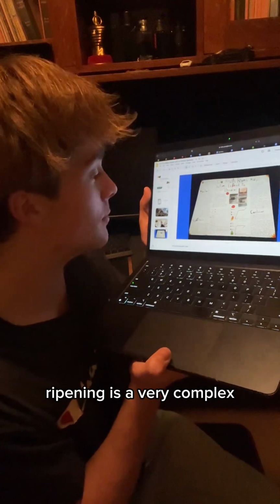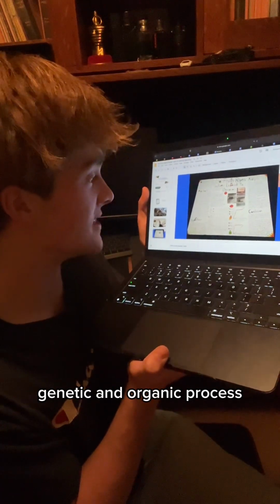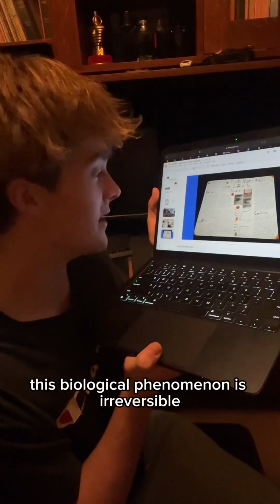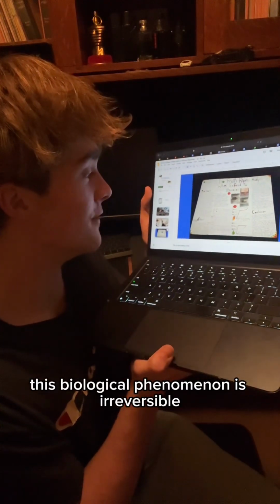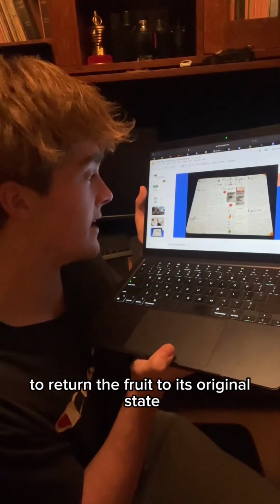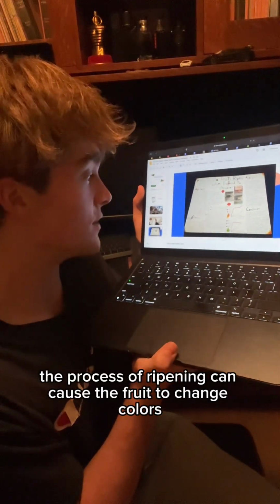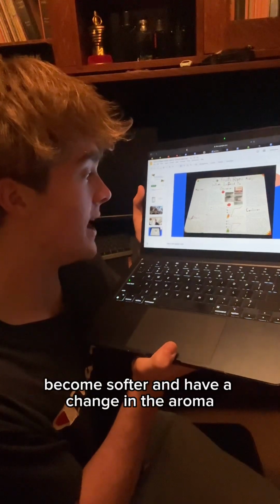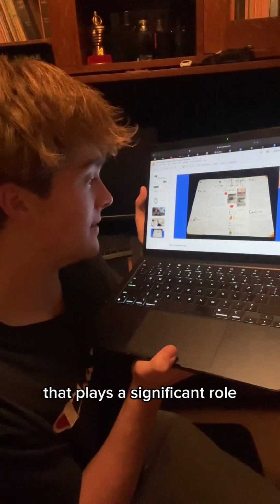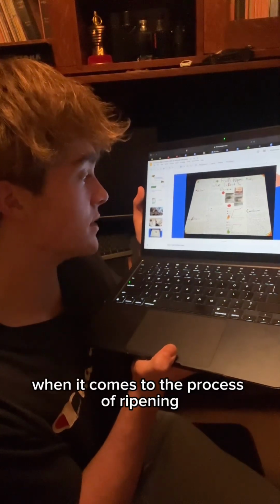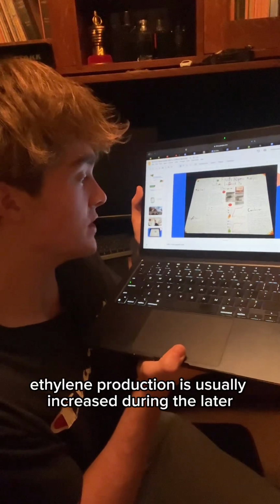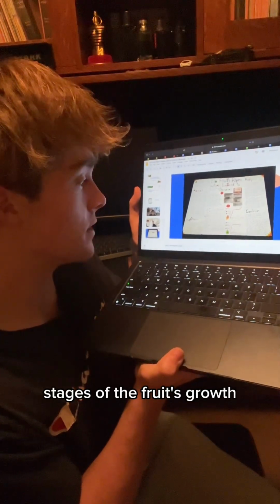Ripening is a very complex genetic and organic process that most commonly happens in fruits and vegetables. This biological phenomenon is irreversible, which means that there is no way to return the fruit to its original state. The process of ripening can cause the fruit to change colors, become softer, and have a change in aroma. Ethylene is a plant hormone that plays a significant role in the process of ripening within many fruits. Ethylene production is usually increased during the later stages of the fruit's growth and development.